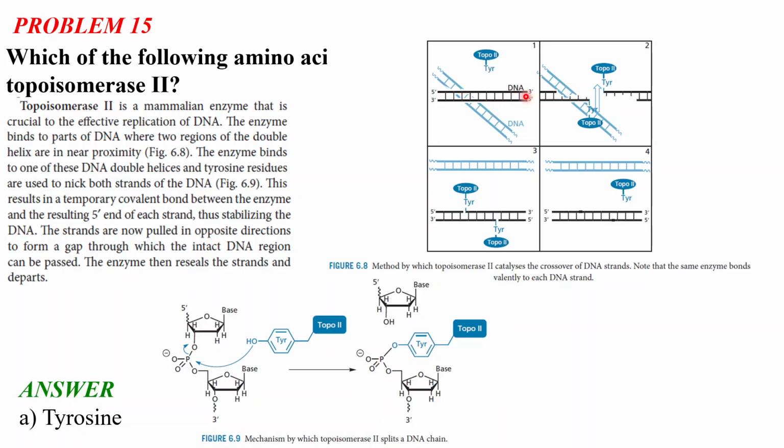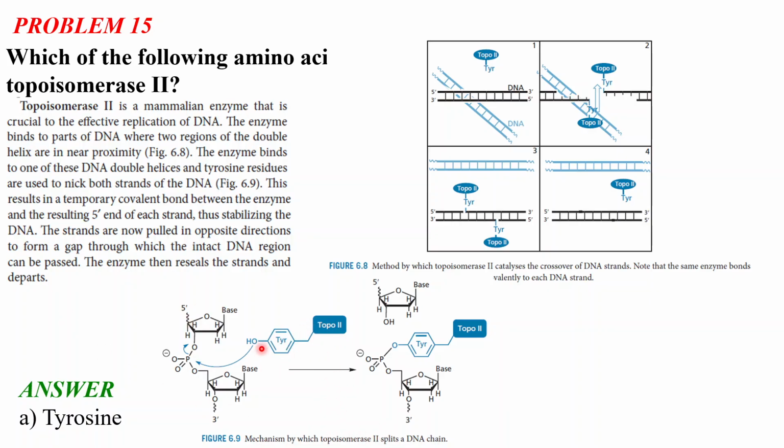So this is the DNA, where DNA crossover happens sometimes, which leads to nicked DNA. So what happens? The tyrosine present in topoisomerase 2 binds to the DNA strands. Topoisomerase 2 cuts both the strands and forms a gap through which the intact DNA can pass. And what is the mechanism by which topoisomerase 2 splits the DNA chain?